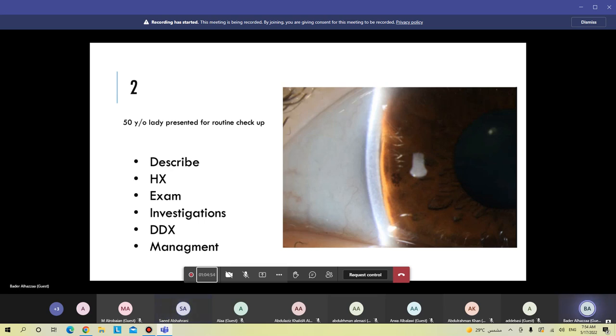First is the primary angle closure suspect. As the doctor mentioned, there is only an occludable angle. There is no synechia. The pressure is normal. In primary angle closure, you have either synechia or high IOP, but the disc is normal. Still, there is no glaucoma. And then the final stage is glaucoma, when you have high IOP, you have glaucomatous disc changes, and you will have synechia also.